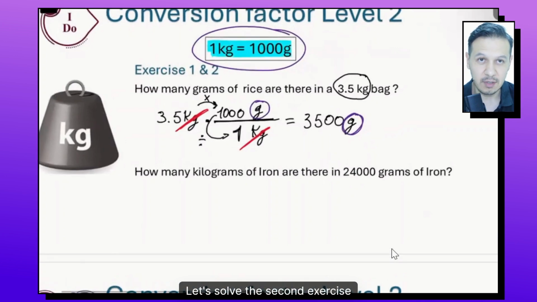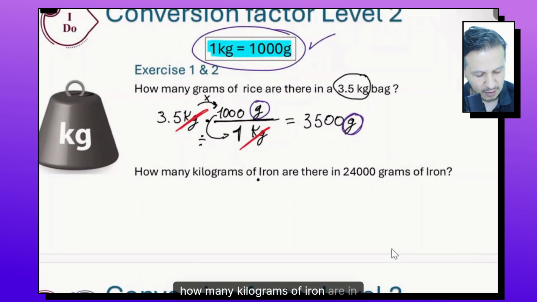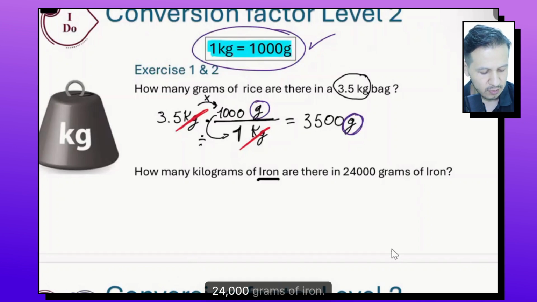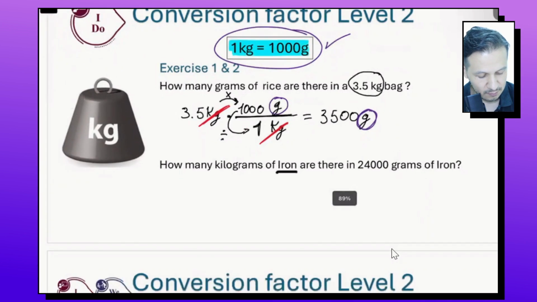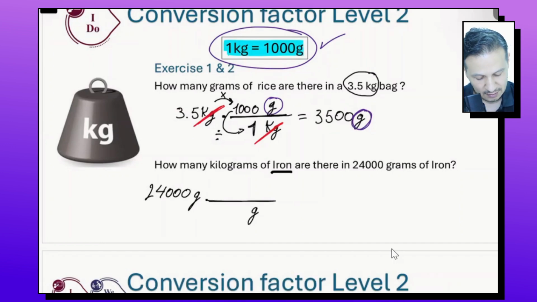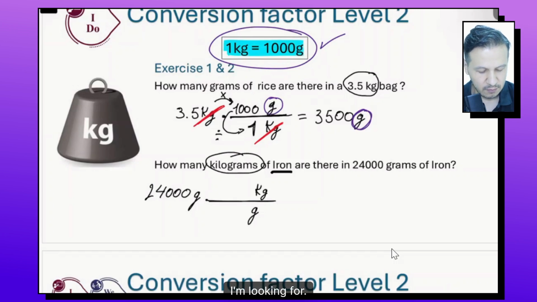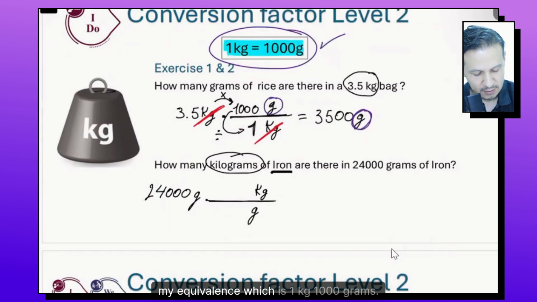Let's solve the second exercise using the same equivalent. How many kilograms of iron are in 24,000 grams of iron? So I will again start with the given number, 24,000 grams. I will put times a line with the conversion factor, with grams in the denominator because it's the unit that I will cancel, and kilograms in the numerator because it's the one that I'm looking for. This is the target. Then I am using my equivalence, which is 1 kilogram, 1000 grams.